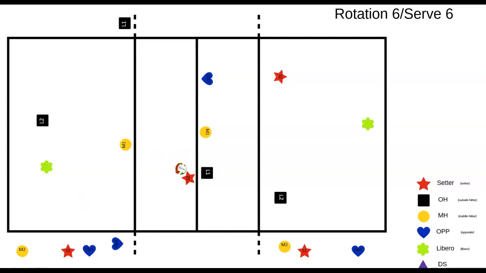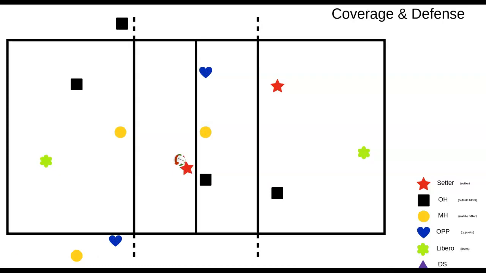All right, those are all 6 rotations in a 6-2. I will do 5-2 in a couple weeks and put it up there, because that's where we want to get, probably running a 5-1. I apologize. The next thing we're going to look at is coverage and defense.